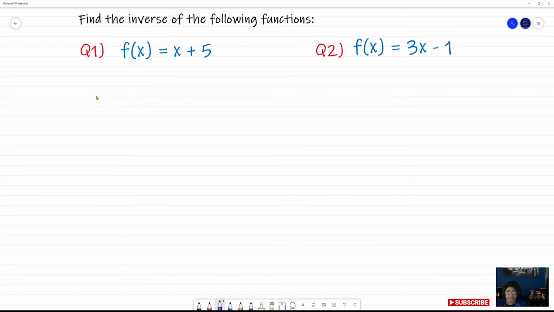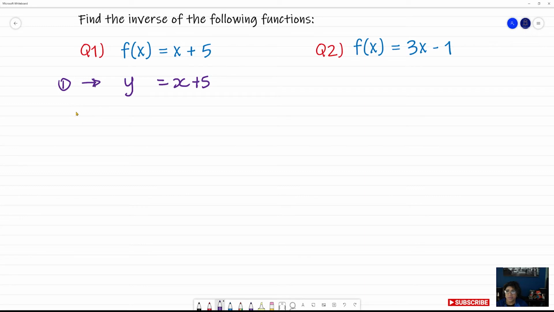Let's do some examples and I'll show you step by step on what you need to do in order to find the inverse of a function. First of all, what we need to do is replace function of x and write this as y. And this is just literally for convenience because we can't start manipulating functions or equations having the function of x. So it's easy just to write y is equal to x plus 5. So the first step is to use the y.